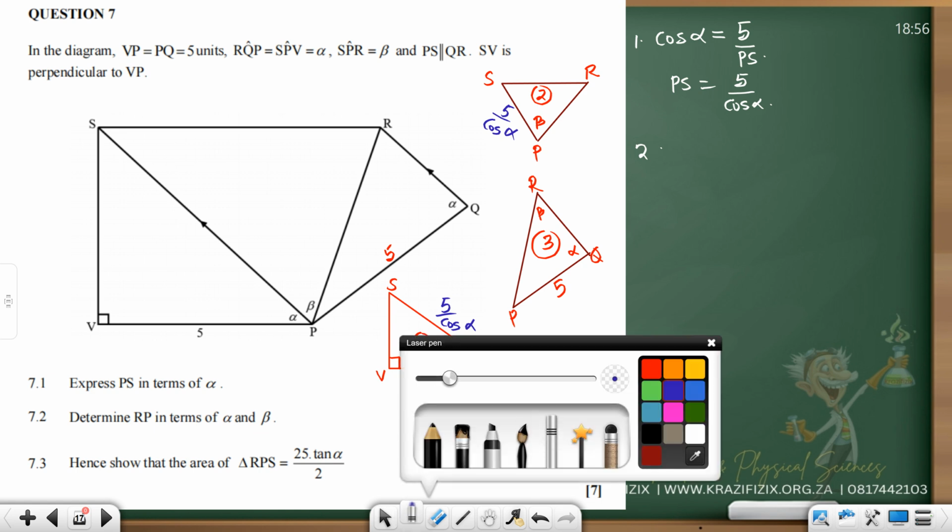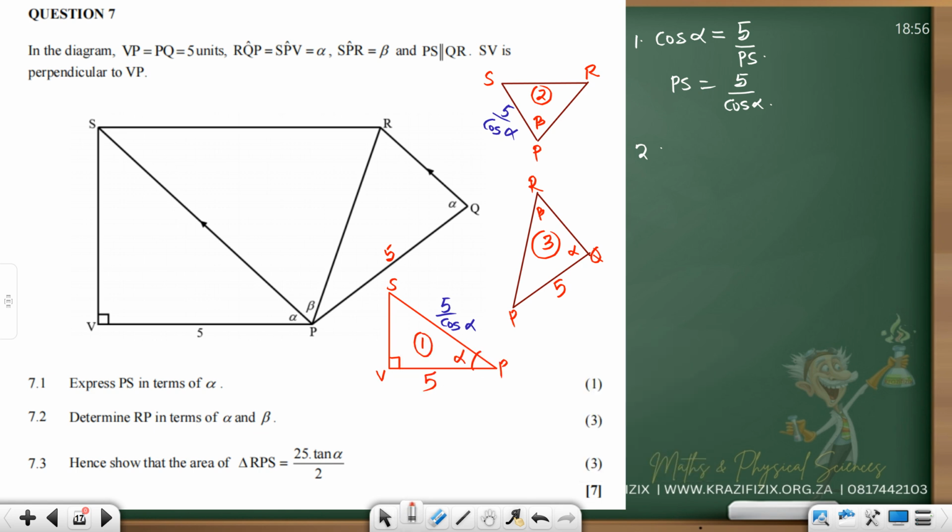Determine RP in terms of what? Alpha and beta. Where's RP? Okay, RP. There's also RP here. In terms of what? Alpha. Do we have alpha here? Do we have beta here? All right, do you notice we have alpha and beta here as well? So let's see, what are we looking for? RP. Oh, check. I'm looking for that side. I have an angle. We are done. I have an angle and I have an opposite side.